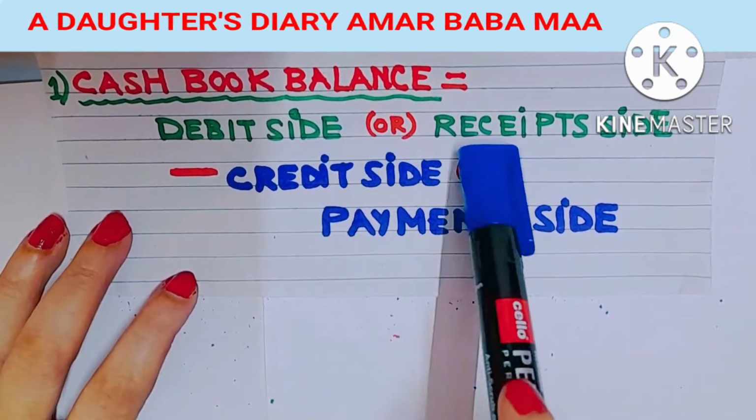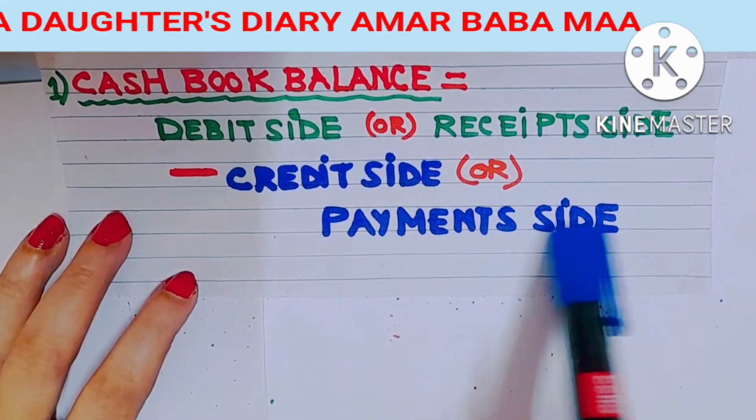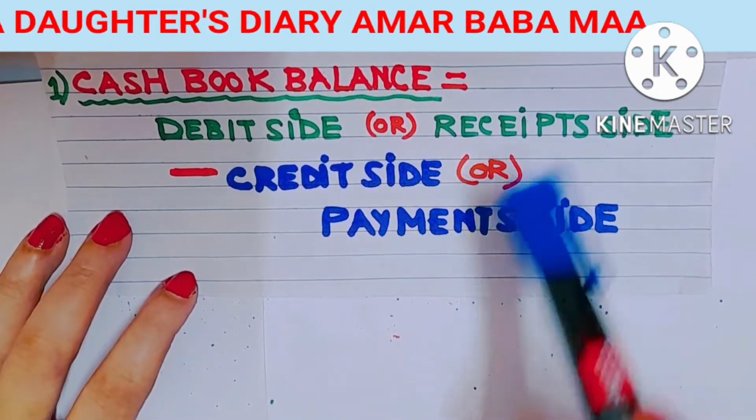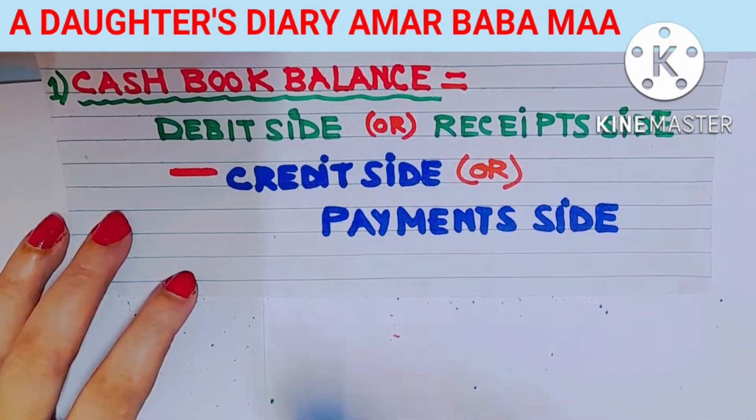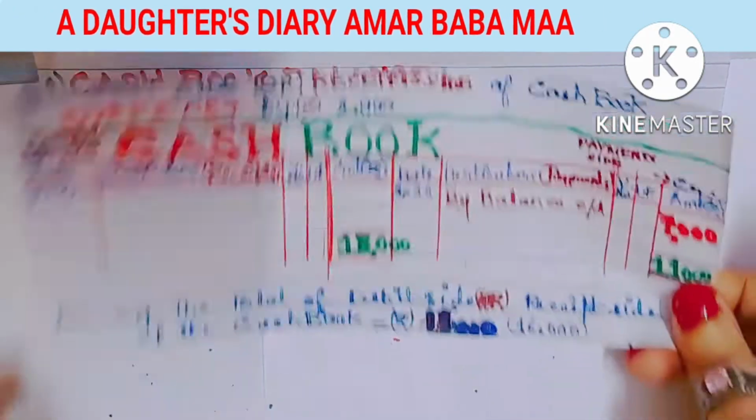Debit side means receipt side. Credit side means payment side. So receipt side minus payment side will give you cash book balance. Let me show you.